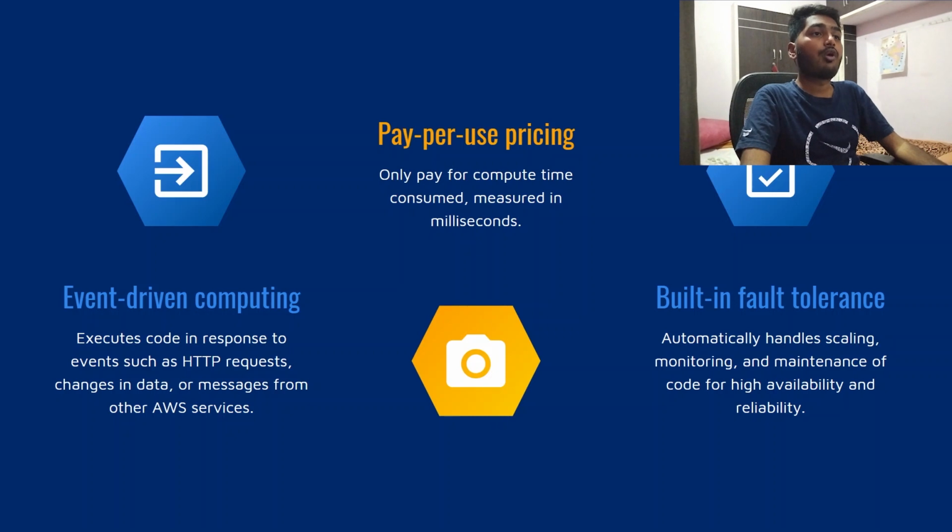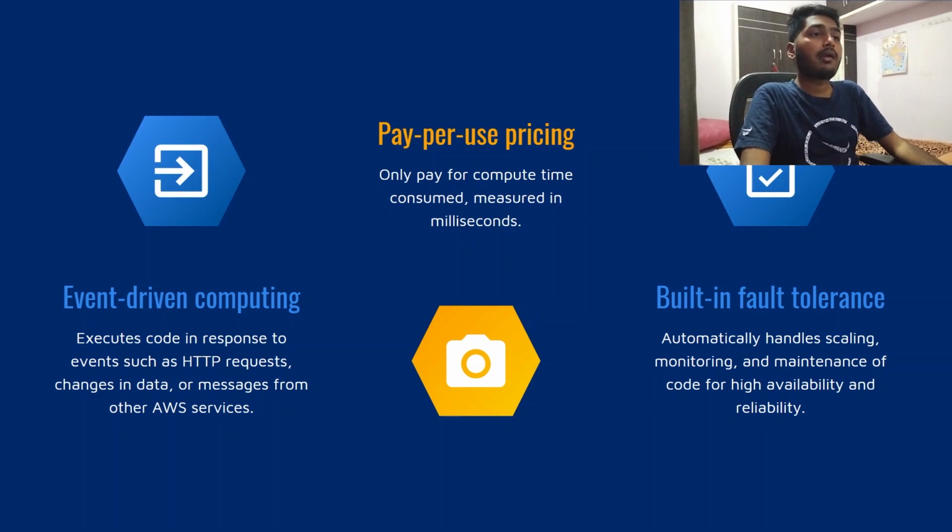Built-in fault tolerance: Lambda automatically handles the scaling, monitoring, and maintenance of your code, ensuring high availability and reliability. AWS Lambda supports multiple languages like Node.js, Python, Java, and more. You can choose the language that best suits your application and development preference.